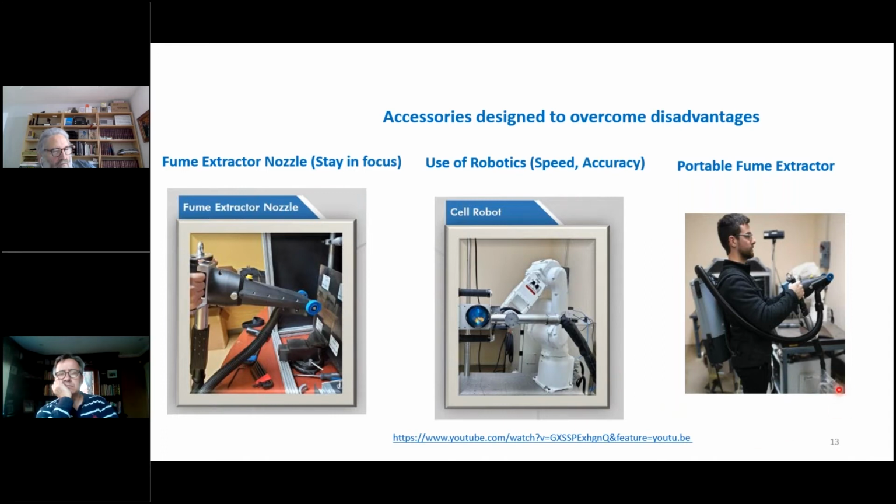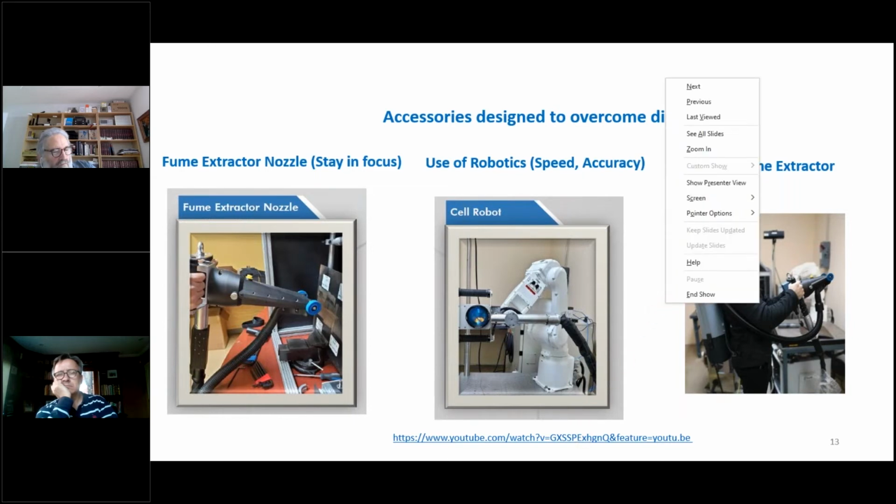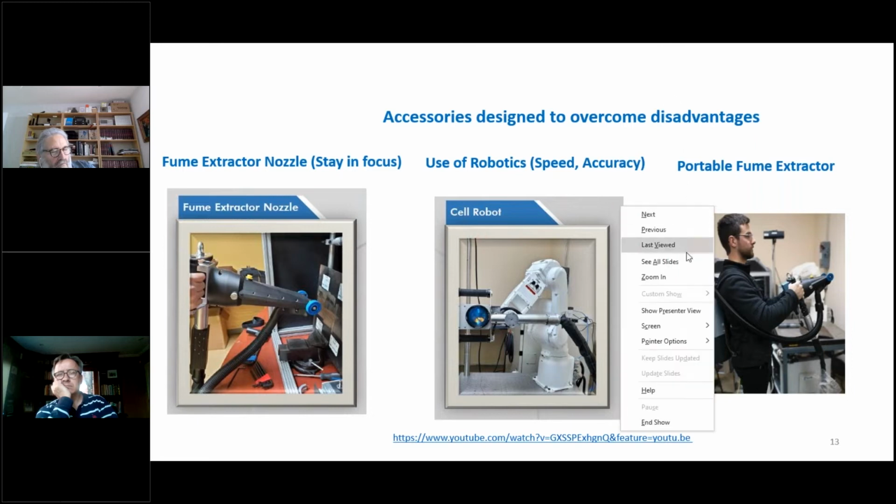We also have robotics, because robotics basically will keep the focal distance automatically, and then the factor of fatigue for the operator is not a factor anymore. I'll show you a video of that. Here on the right one, you can see one of our engineers is carrying the vacuum pump on his back and is holding the laser head, and also has the fume extractor nozzle. So it's like a portable unit. Let's look at the video for the robotics.